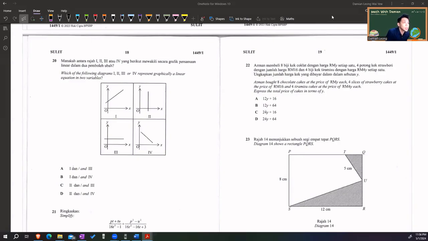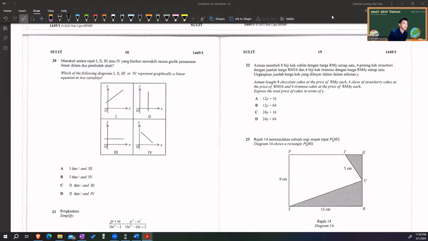So question 20. Manakah antara Raja 1, 2, 3, dan 4 yang berikut mewakili secara grafik persamaan linear dalam dua pemboleh ubah? So, which represents linear equation in two variables? Which of the four graphs here? So, basically, two variables means I need two variables in the equation of the line.